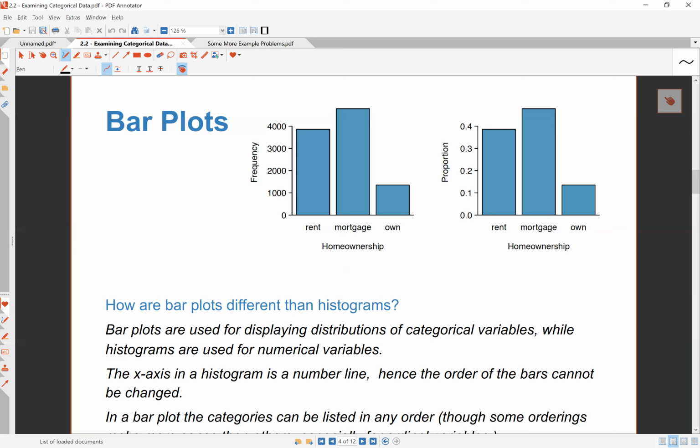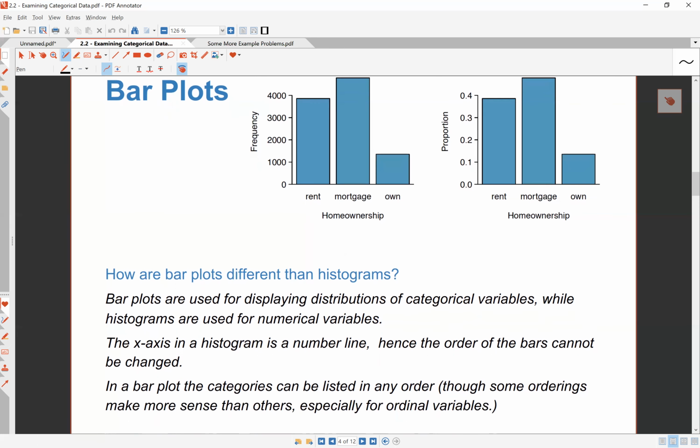So most of the time, we're going to work with a proportion. But whether you use a frequency or a proportion, you can see on this example, the two pictures look the same. It's just the labeling of the axis that's changed. But changing that labeling really does help with the interpretation of the importance of the categories.